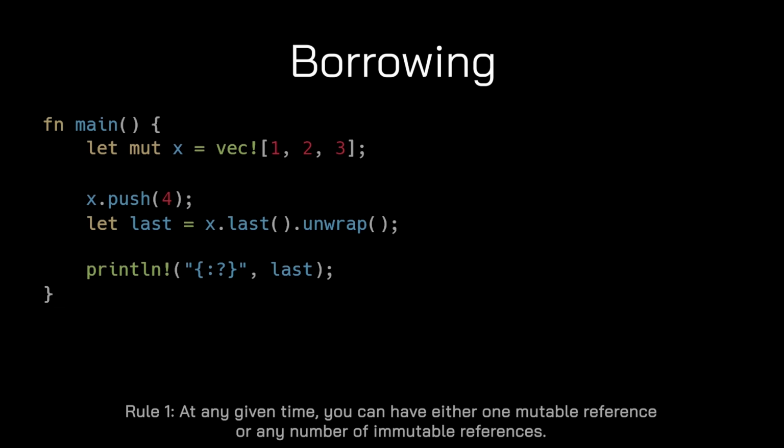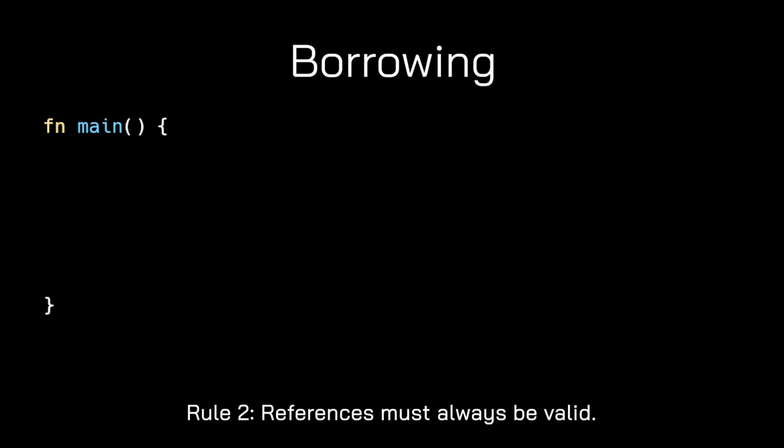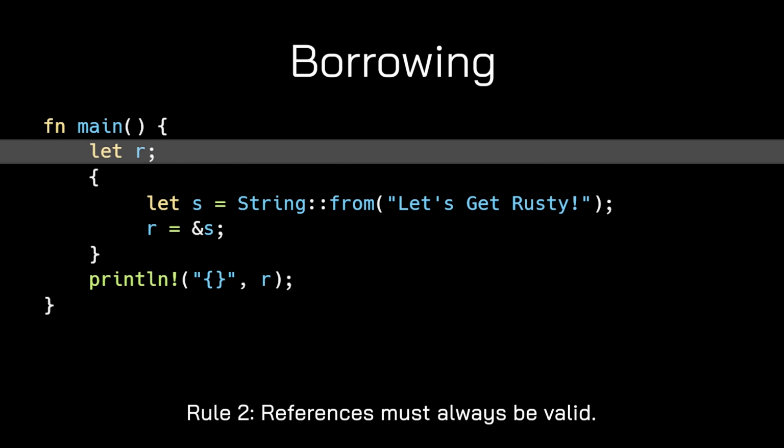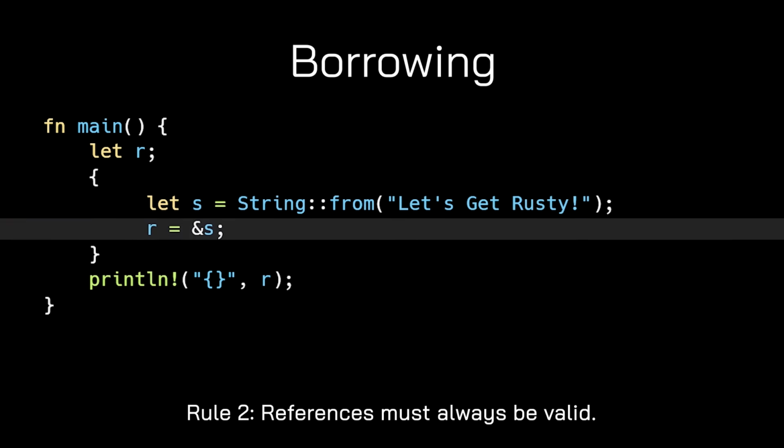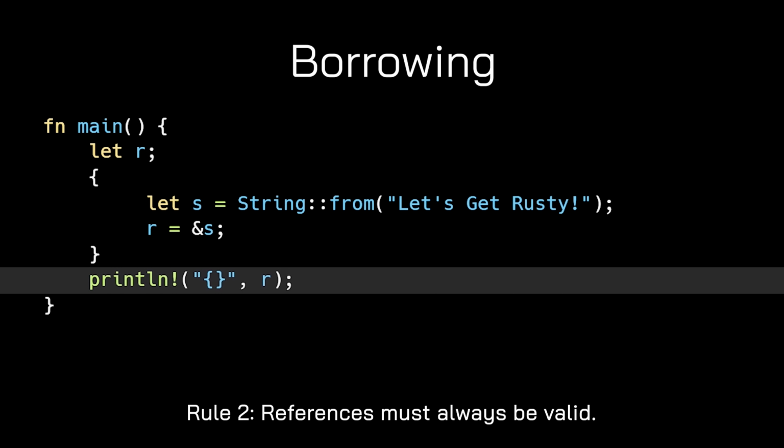The second borrowing rule is that references must always be valid. In this example, we create the variable r without assigning a value to it. Then inside an inner scope, we create a heap allocated string and set r to be a reference to that string. Finally, outside the inner scope, we print out r.